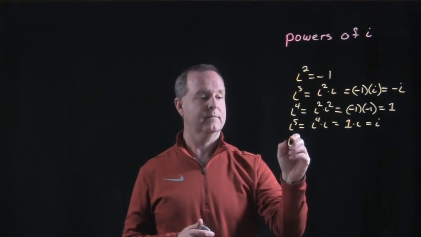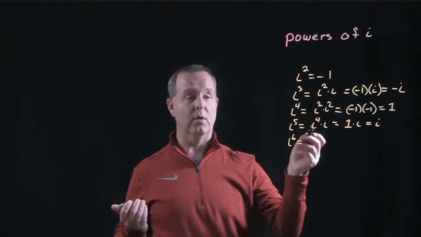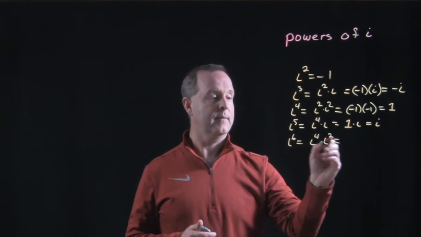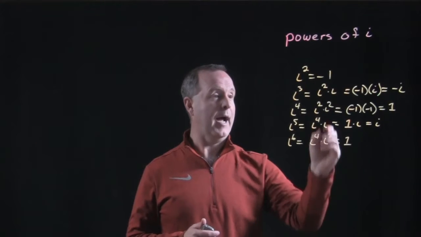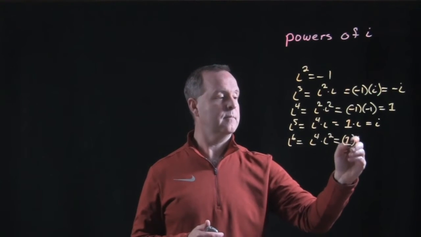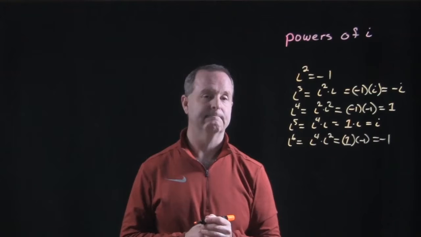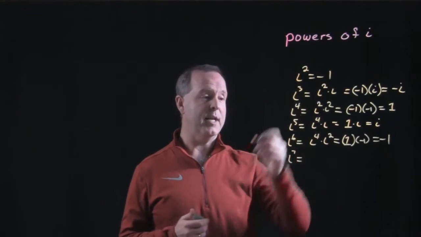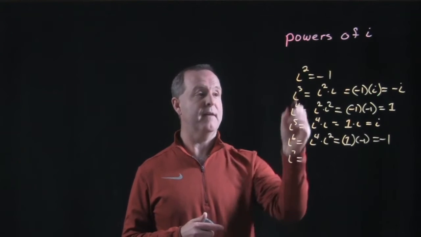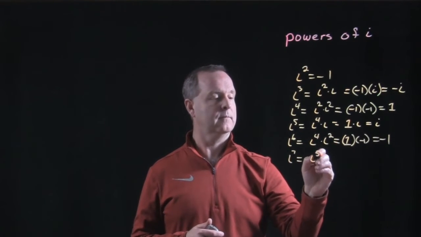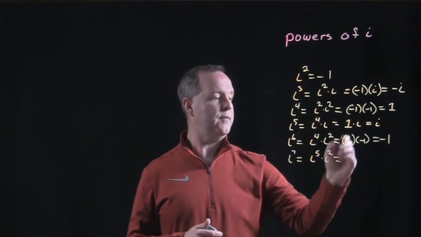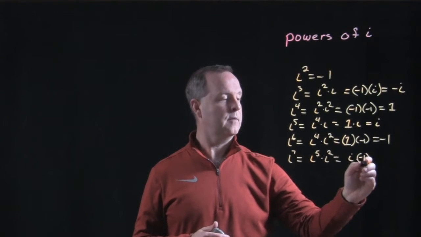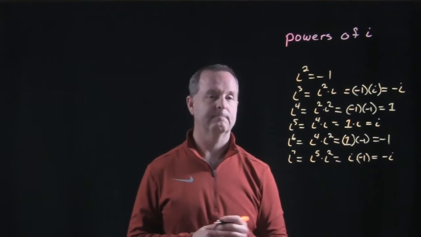i to the sixth, well, that can equal i to the fourth times i squared. i to the fourth was 1, i squared is negative 1, and that equals negative 1. i to the seventh equals any combination you want. We can do i to the fifth times i squared. i to the fifth was i, and i squared is negative 1. Multiply those out, and I get negative i.